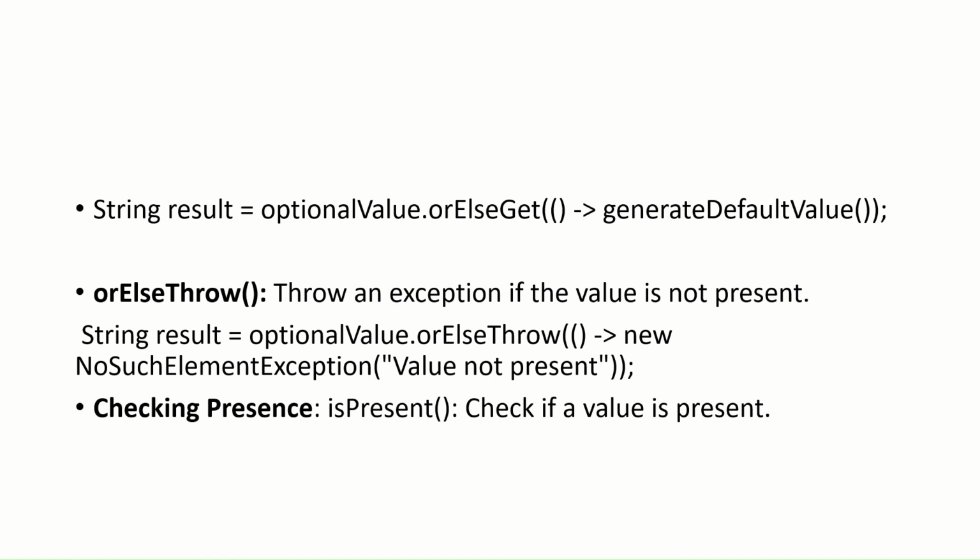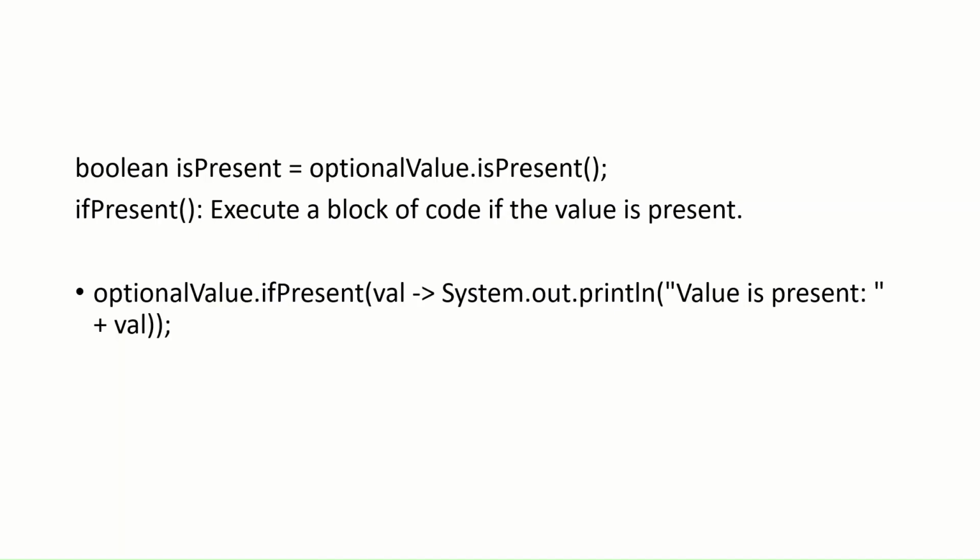Okay. Similarly, if you want to check for the presence, you can use this isPresent method, which returns a boolean. It checks if the value is present or not. Let's say you have created one Optional variable and you want to check if the value is present there or not, then you can use this isPresent method. And if the value is present, it will give you true, and if it is not present, it will give you false.